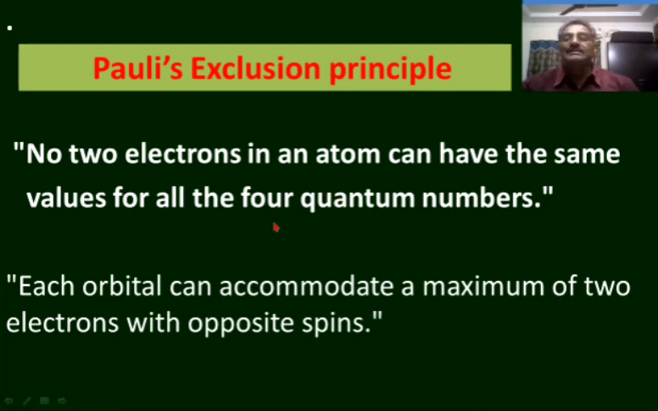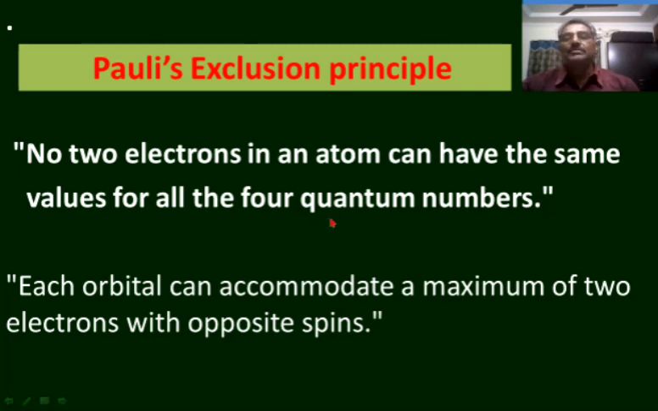You know that 2 kinds of spin are possible: the clockwise spin and the anti-clockwise spin. Spin quantum number is either plus half or minus half. There is only a possibility of 2 spins. That means the spin quantum number can have only 2 values. Though the principal quantum number, azimuthal quantum number and magnetic quantum number are the same, the 2 electrons in a particular orbital should differ in spin quantum number.